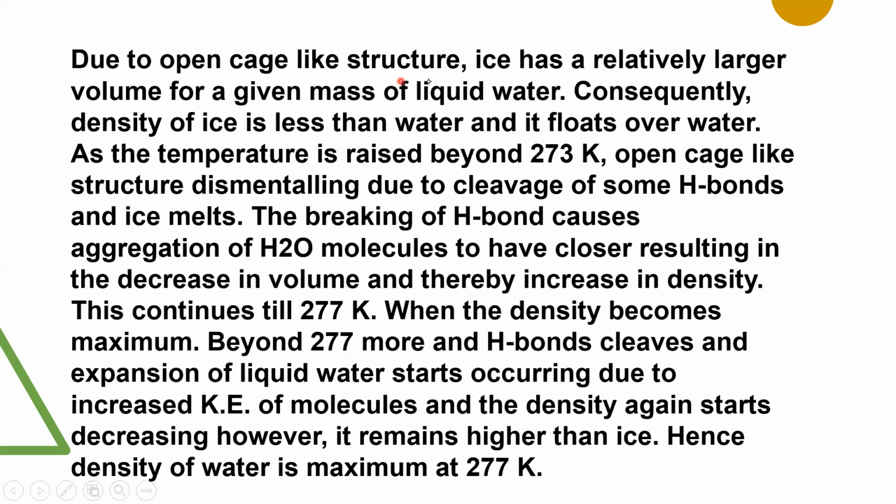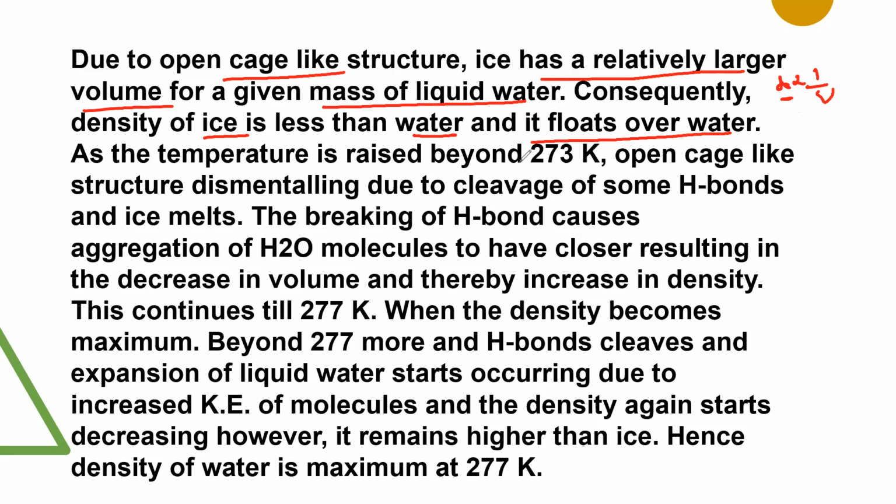Due to the open cage-like structure, ice has a relatively larger volume for a given mass of liquid water. If you compare the volume of water and the volume of ice, the volume of ice is larger because of the open cage-like structure. Consequently, the density of ice is less than that of water. As volume increases, density decreases because density is proportional to 1 by V. So as the volume of the ice increases, naturally its density decreases compared to water. That's why it floats over water.